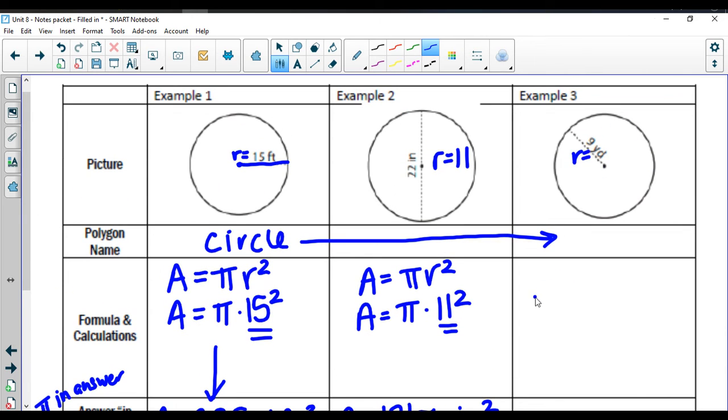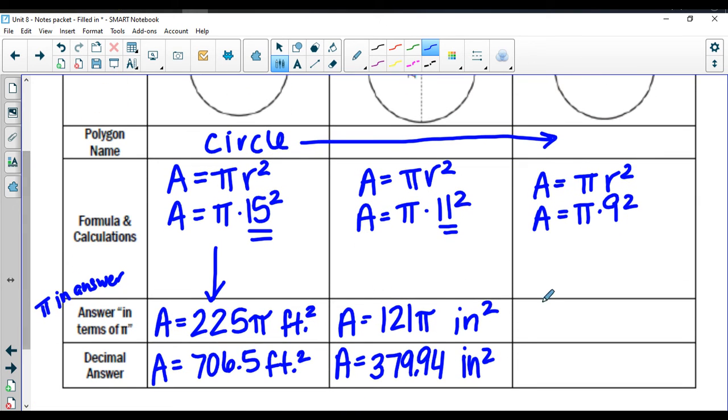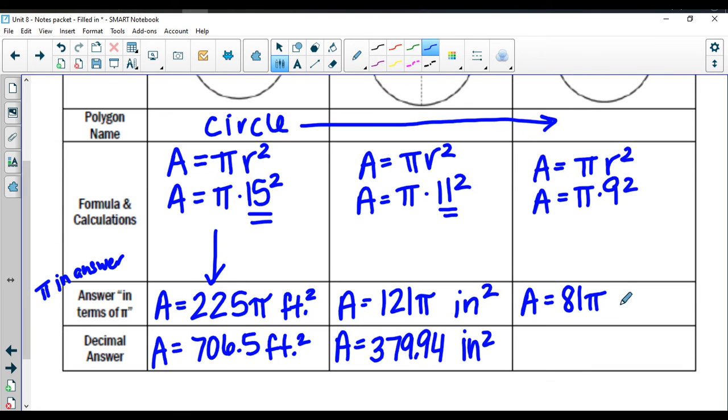For our last example here, we do have our radius. So the radius is 9, so area is equal to pi r squared. So we'll plug in the 9 for the r. Leaving our answer in terms of pi, we'll do 9 squared, which gives us 81 pi. And the units here were yards again, so we'll have yards squared. And to go ahead and get our decimal answer, we'll multiply by 3.14, giving us 254.34 yards squared for this one.